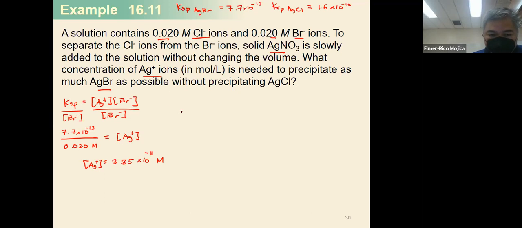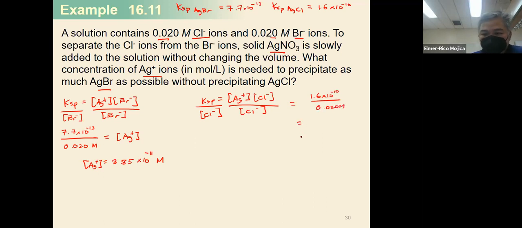So the same thing as you do here. The KSP of silver times chloride, and you divide both sides by the chloride. So you have here 1.6 times 10 to the negative 10 divided by 0.02. So what do you get there? I get 8.